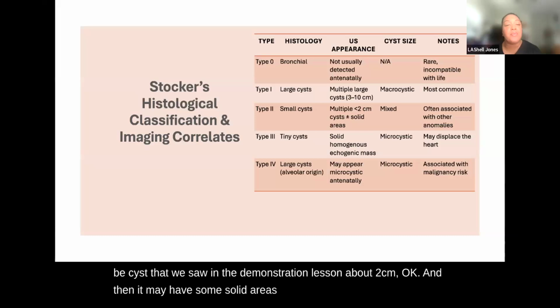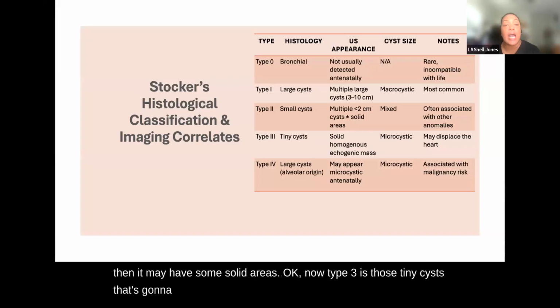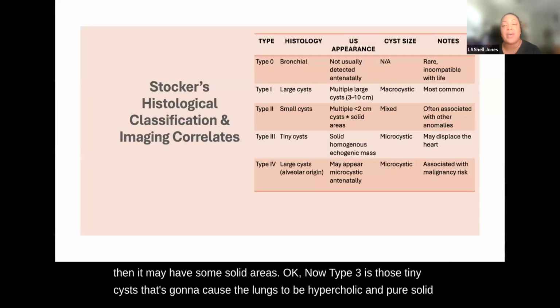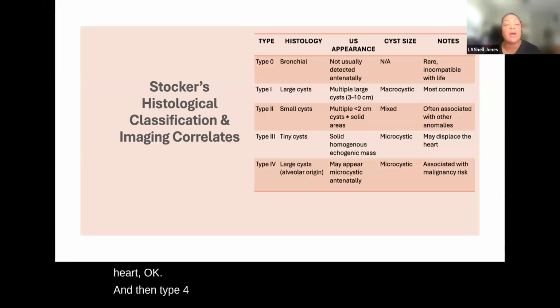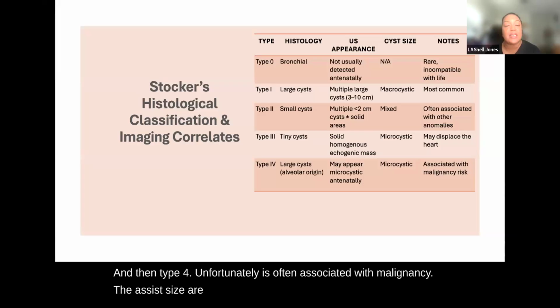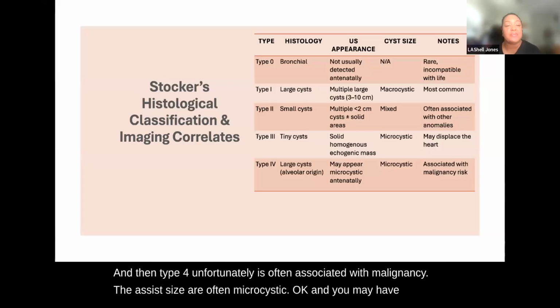Okay. Now, type 3 is those tiny cysts that are going to cause the lungs to be hyperechoic, appear solid as one echogenic mass. These are the ones that are going to displace the heart. Okay. And then type 4, unfortunately, is often associated with malignancy. The cyst sizes are often microcystic. Okay. And you may have some large cysts there as well.